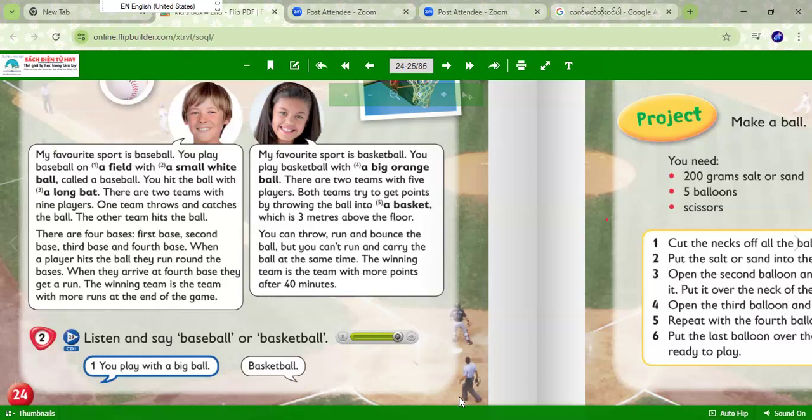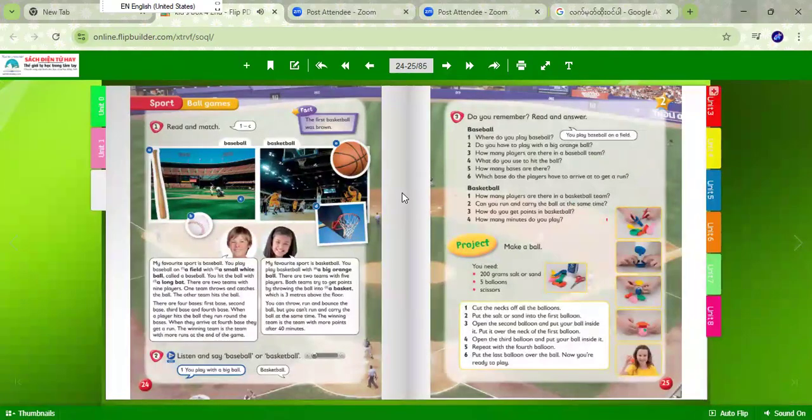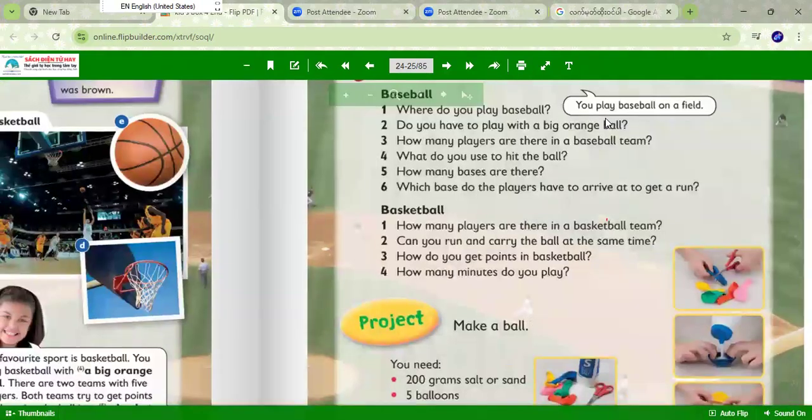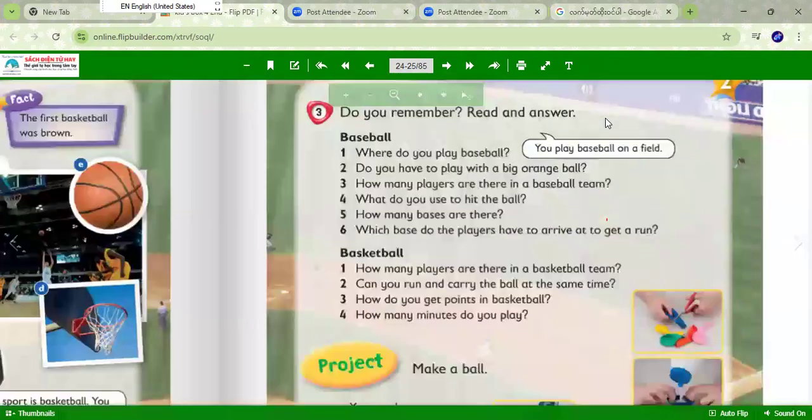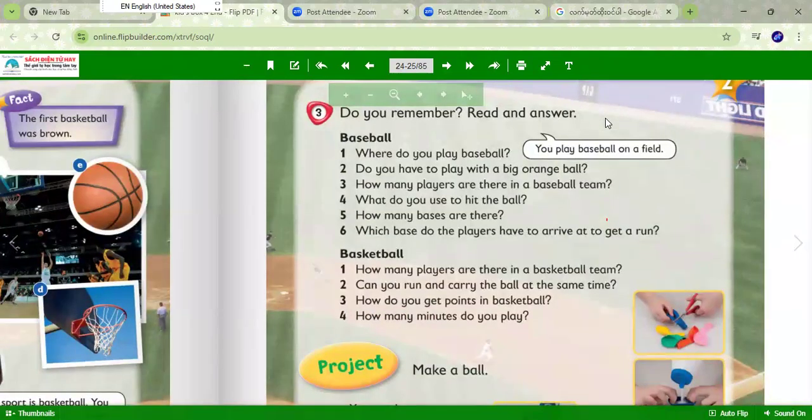Pupil's book. So we'll move to this page. Here are some questions. When I read the question, could you please answer with a sentence, not just a short answer, all right? Not just like on a field, a ball, or a bat. According to the question, please answer with subject, verb, object. You will answer like that, right?